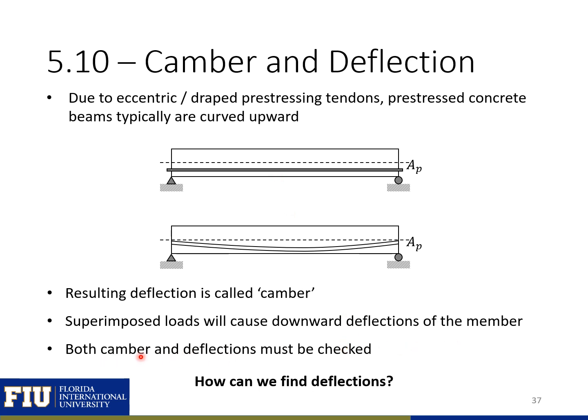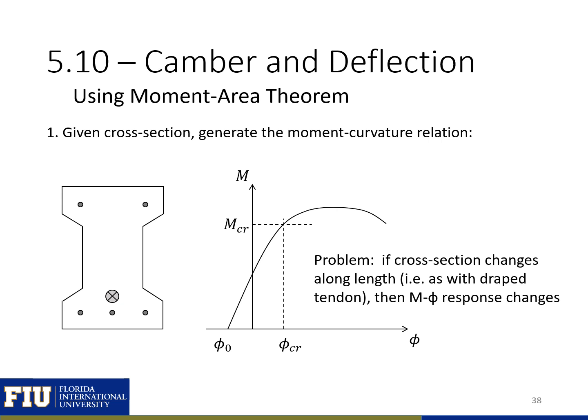But both the camber and deflection in the beam should be checked. So there are a variety of different ways that we can find our deflections. In this section, we're going to talk about one kind of more complex way, and then in future modules, we'll talk about simpler ways that we can find our deflections. In this module, we're going to talk about how to find camber and deflections using moment area theorem with our moment curvature plots that we've been developing.